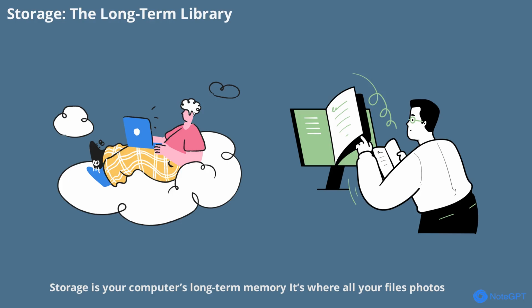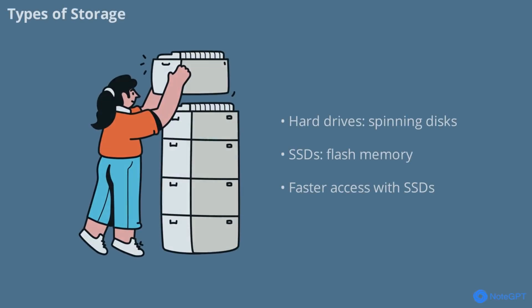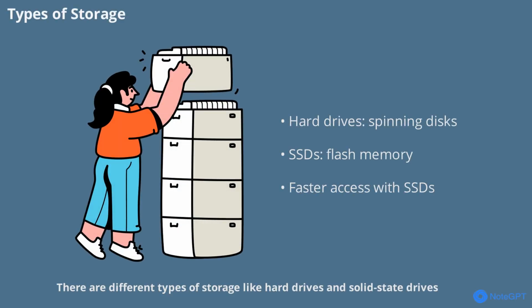It's where all your files, photos, videos, and apps are kept, even when the power is off. Think of it as a vast library storing everything you might need in the future. When you open a file or launch an app, the data moves from storage into RAM, ready for the CPU to use.